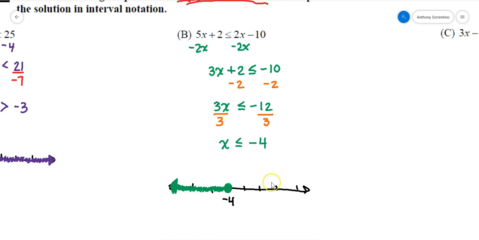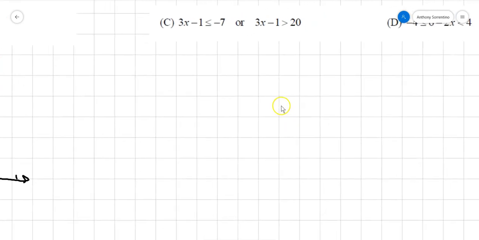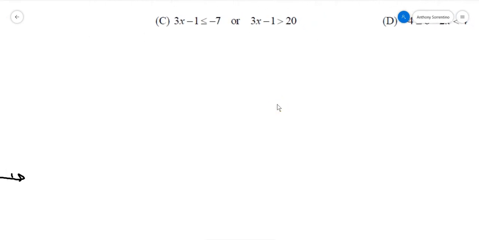For C, the only difference in C is that you have a compound inequality. So basically all you have is two inequalities separated by an OR statement. It's not a big deal. You just have to make sure you know what an OR statement stands for, but let's solve each of these inequalities first, and then we'll worry about the OR.